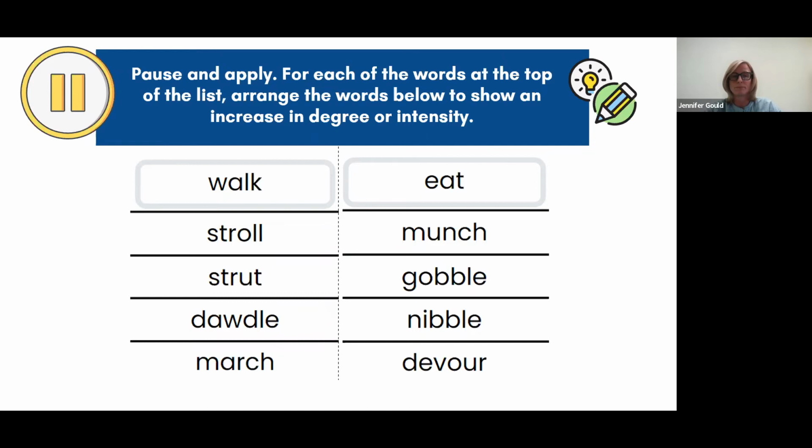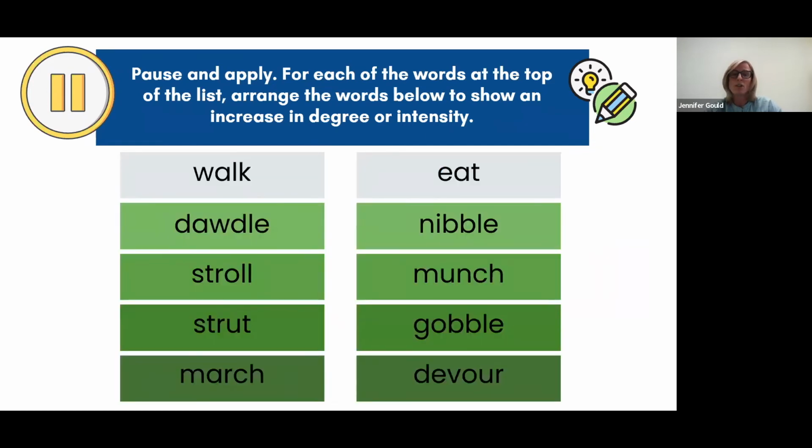Like with tired, you likely found it easiest to select the words with the least and most intensity, such as the words dawdle and marching for walk. And depending on the age of the learners, you can extend this learning by having the students act it out by dawdling, strolling, strutting, or marching, and/or brainstorm more words for eating, such as chew or consume.